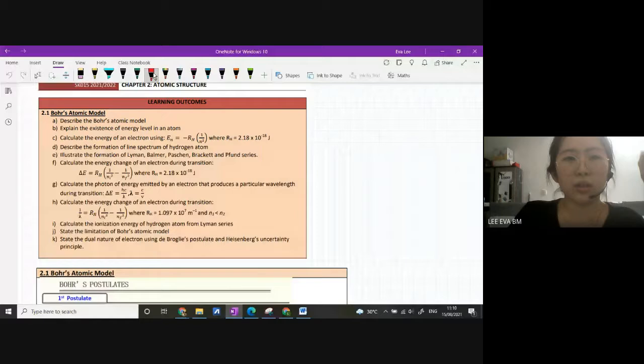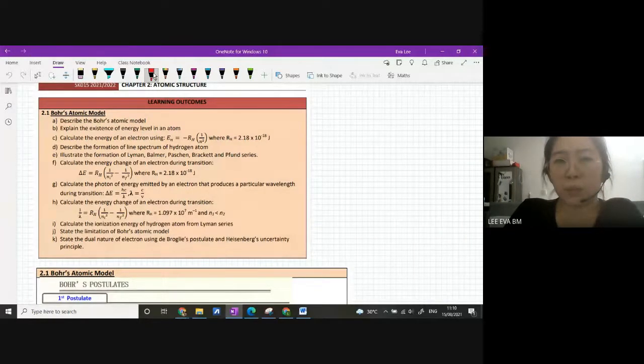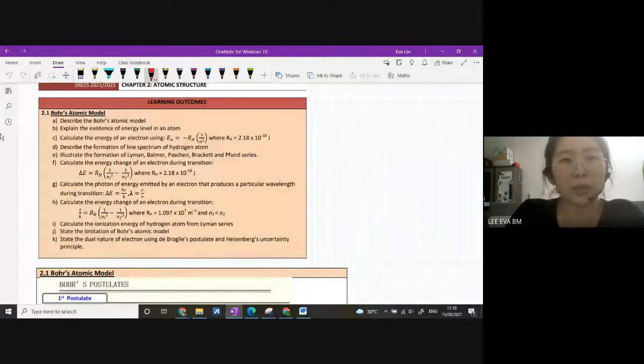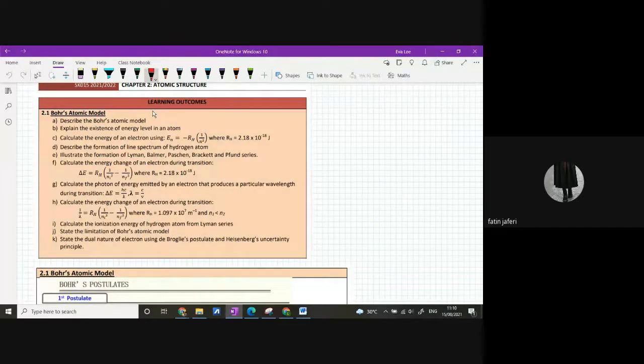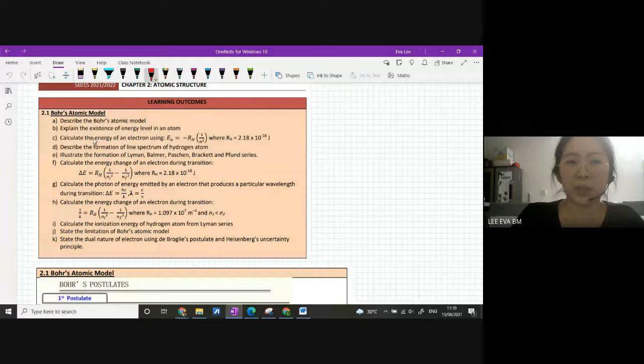Okay, so for our learning outcome, 2.1 is about the Bohr atomic model. We need to describe the Bohr atomic model. We need to explain the existence of energy levels.